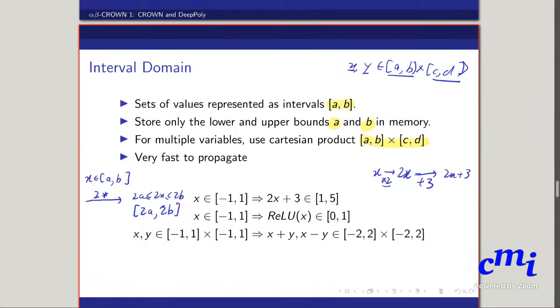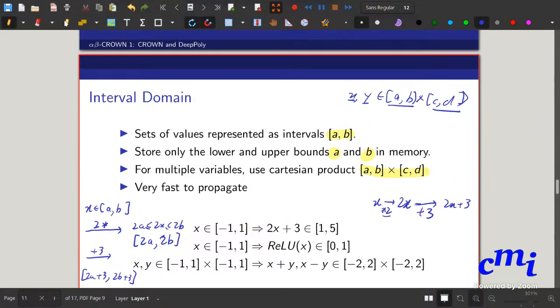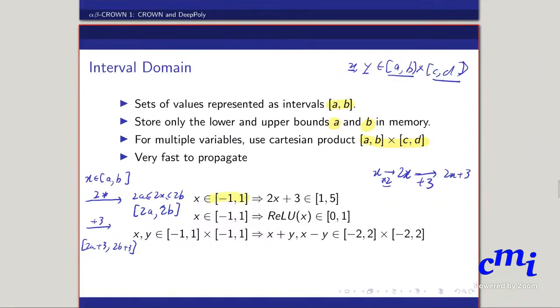So similarly, if you add 3, now let's say that I have 2a and 2b here. It's now going to be 2a plus 3 and 2b plus 3. So if x was between -1 and 1, 2x plus 3 is going to end up being between 1 and 5.